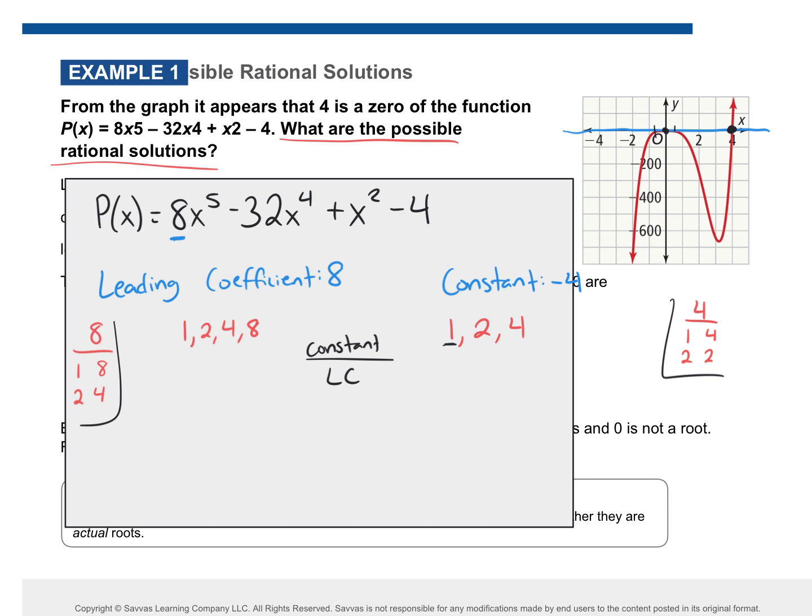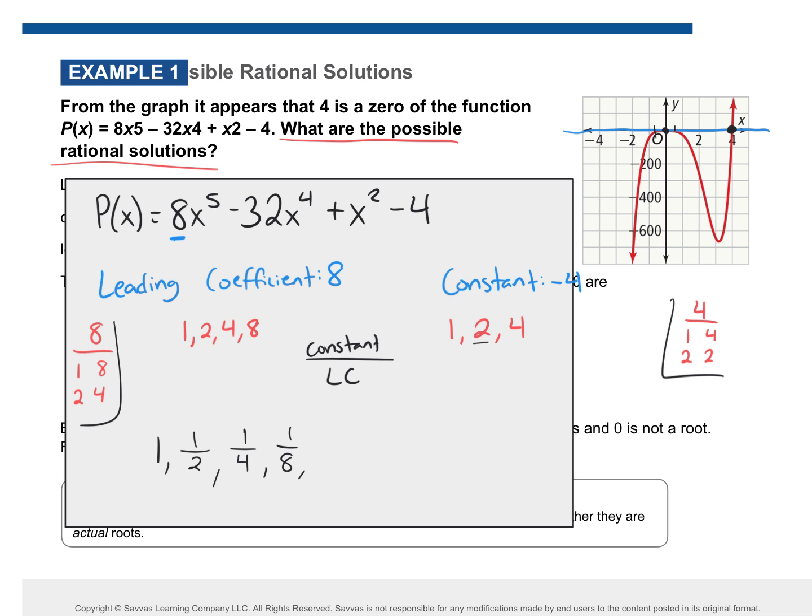1. So I keep staying with the 1. What is 1 divided by 2? 1 divided by 2 is 1/2. Keep going. 1 divided by 4 is 1/4. 1 divided by 8 is 1/8. Okay, now I'm going to do the same thing, but I'm going to do it with 2.